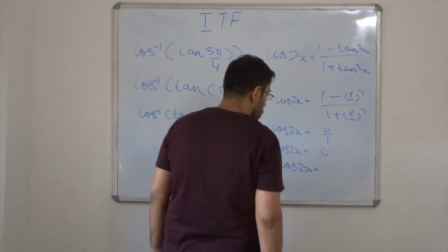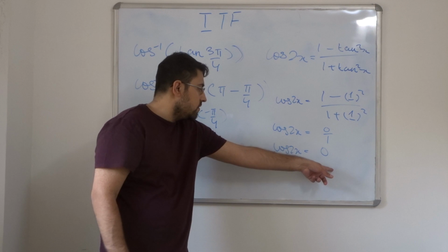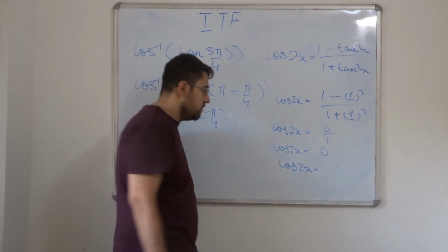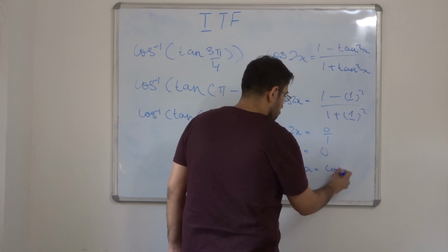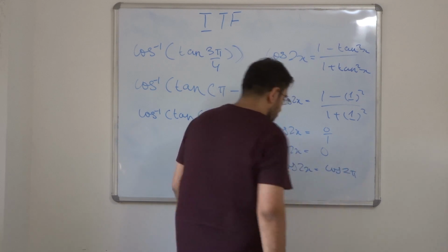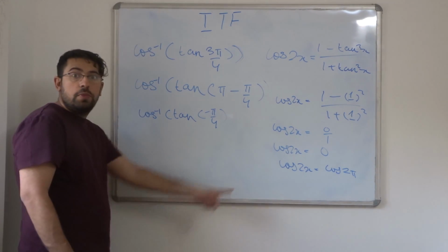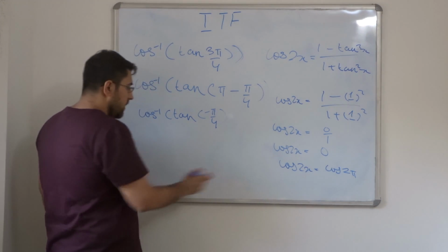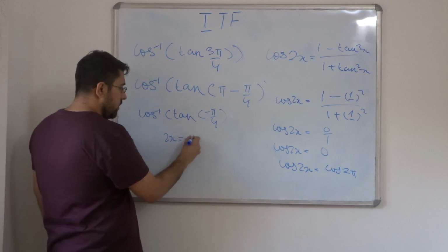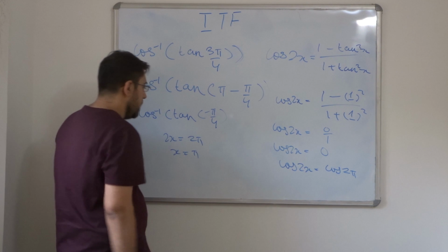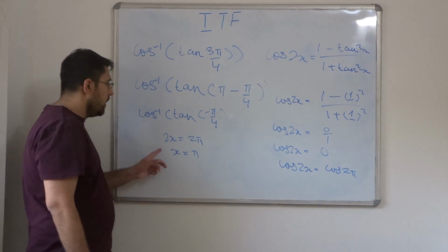2x is equal to, what do you put here, guys? You put cos 2 pi right here. Okay, you put cos 2 pi right there. And then 2x equals 2 pi. So x equals pi. Okay? X equals pi.